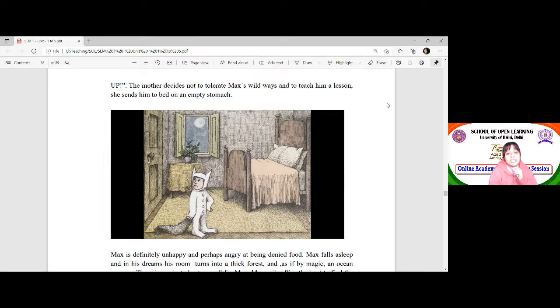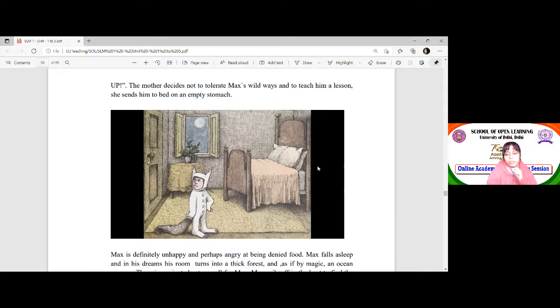And then the mother decides not to tolerate Max's wild ways and to teach him a lesson. She sends him to bed on an empty stomach. So, being very irritated with the son, who is not listening, who is just running around and creating all kinds of mischief, she decides to teach him a lesson, and she just sends him to bed with an empty stomach.